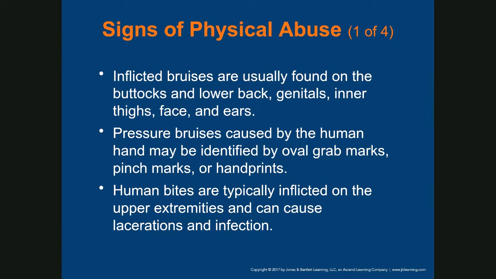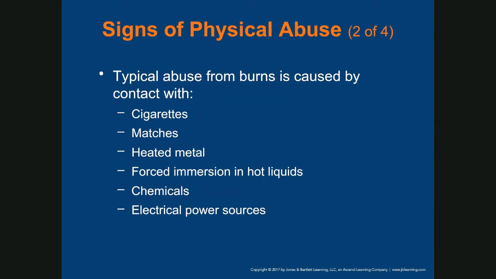Inflicted bruises are usually found on the buttocks and the lower back, genitals, inner thighs, face, and ears. Pressure bruises caused by the human hand may be identified by oval grab marks, pinch marks, or handprints. Human bites are typically inflicted on the upper extremities and can cause lacerations and infections. Typical abuse from burns is caused by contact with cigarettes, matches, heated metal, forced immersion into hot liquids, chemicals, electrical power sources.